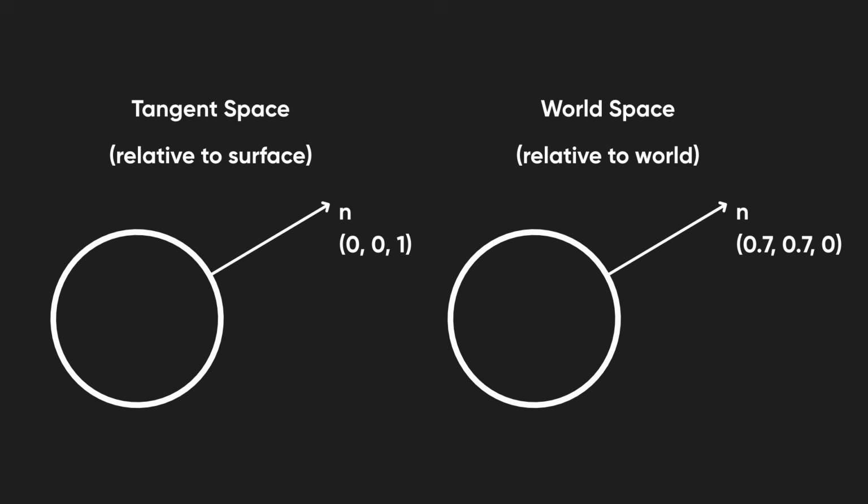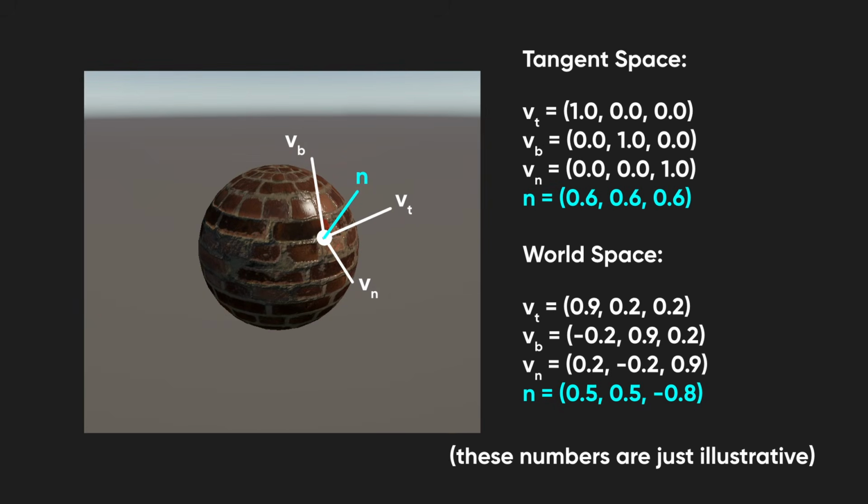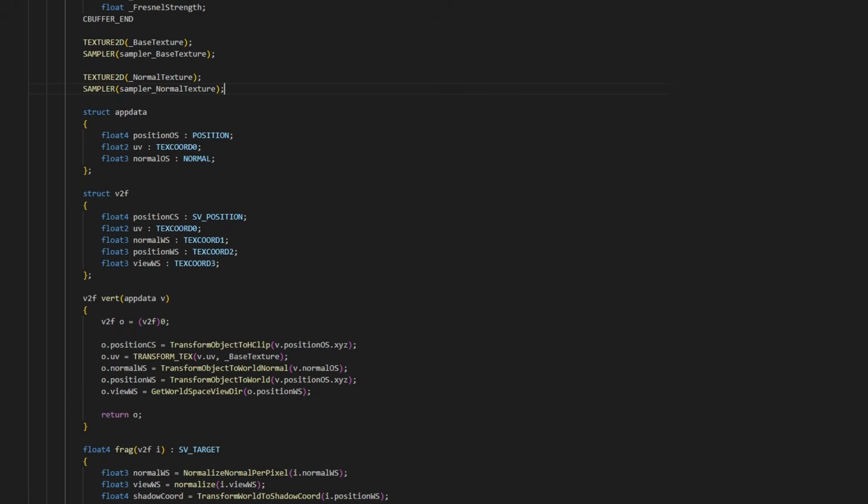Doing the conversion involves taking the tangent space normal and multiplying its x component by the world space tangent vector, which points along the tangent space x-axis. Then we take the y component and multiply it by the world space bitangent vector, which points along the tangent space y-axis. And finally, we take the z component and multiply by the world space normal vector, which points along the tangent space z-axis. We add those three results together and then normalize, and we've got ourselves a new normal vector in world space.